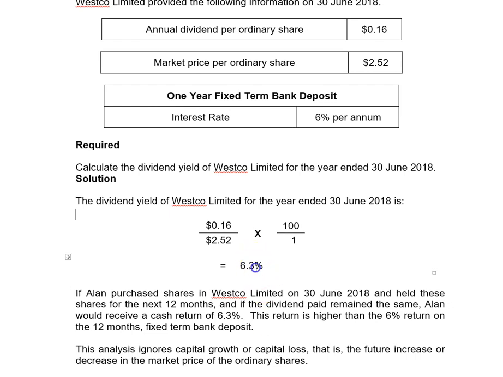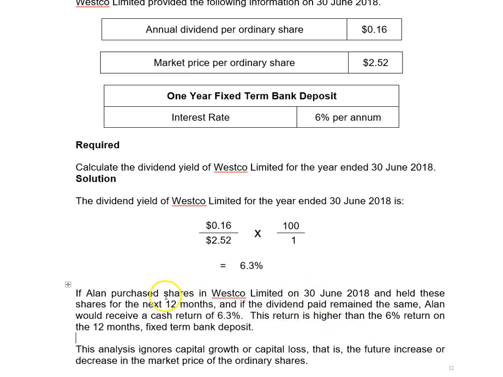This would be higher than the interest rate gotten from a 1-year fixed term bank deposit. And this means that based on the numbers alone, you can see that the dividend yield is higher, so you will get more returns if Alan purchased shares in Westco Limited. However, please note that this analysis ignores two things. It ignores capital growth or capital losses. It also ignores risk. Because you see, a fixed term bank deposit is generally safer.